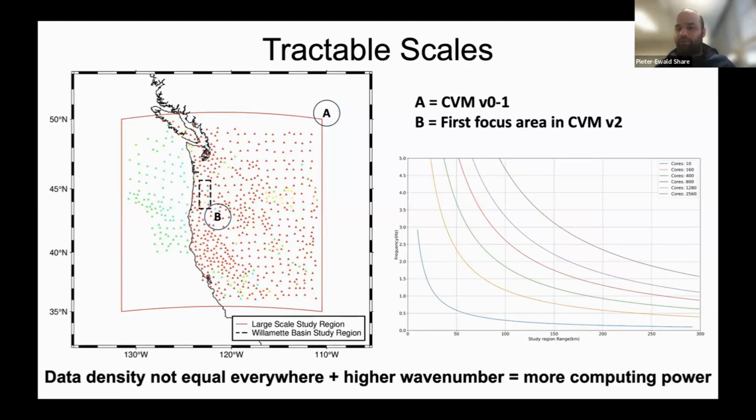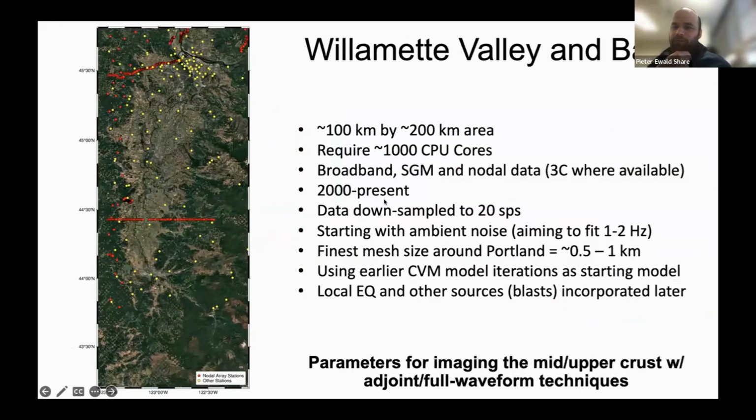And if you want to focus on a larger crustal area, you will need more and more computational cores to resolve those same high frequencies, and it's probably going to cost you a bit more time. So we have to focus on an area, and our first little area within the crust that we are working on right now is the Willamette Valley and Basin.